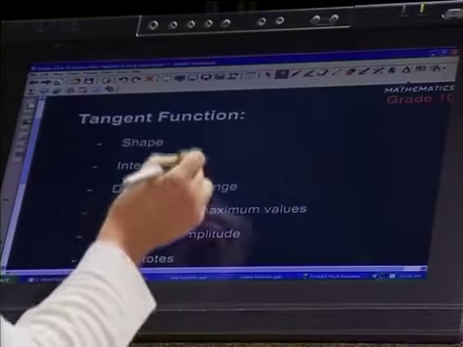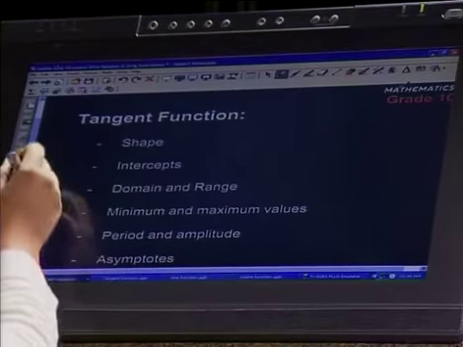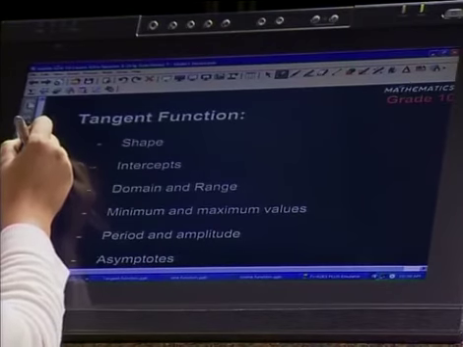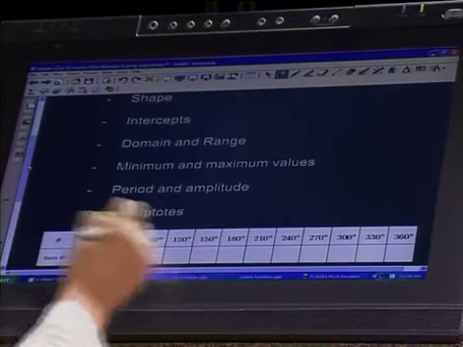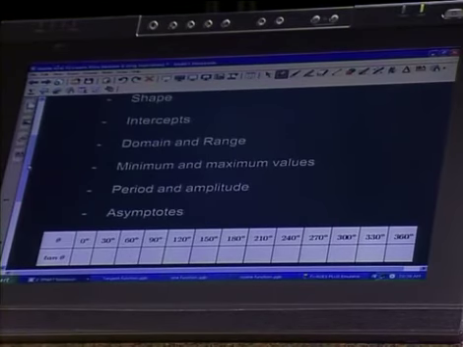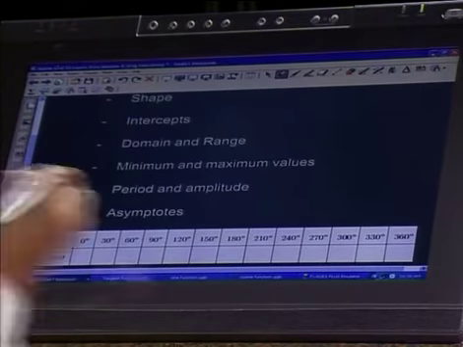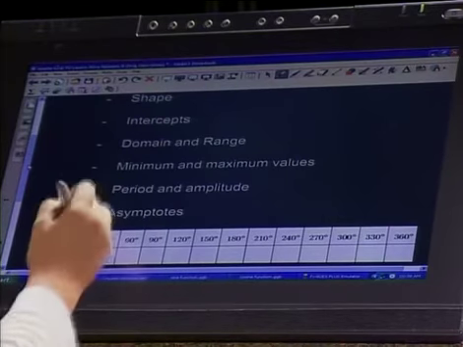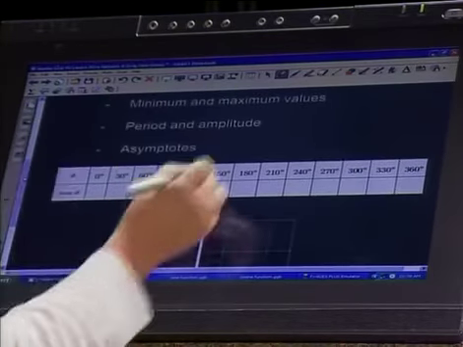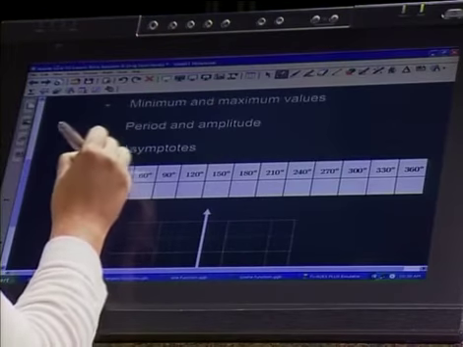Welcome back. I hope you are still high on enthusiasm so that we can get through our last trigonometric function, being the tangent function. And we look at the same properties of shape, the intercepts, domain and range, minimum and maximum values, period and amplitude. And there is another concept that we need to consider with our tangent function, being the asymptote. And that will lead us to, now if we have a look at our table.